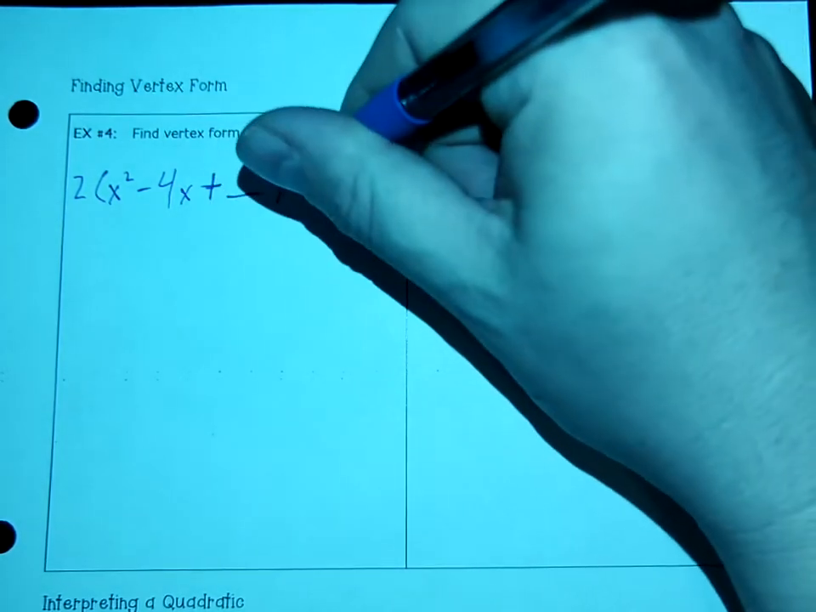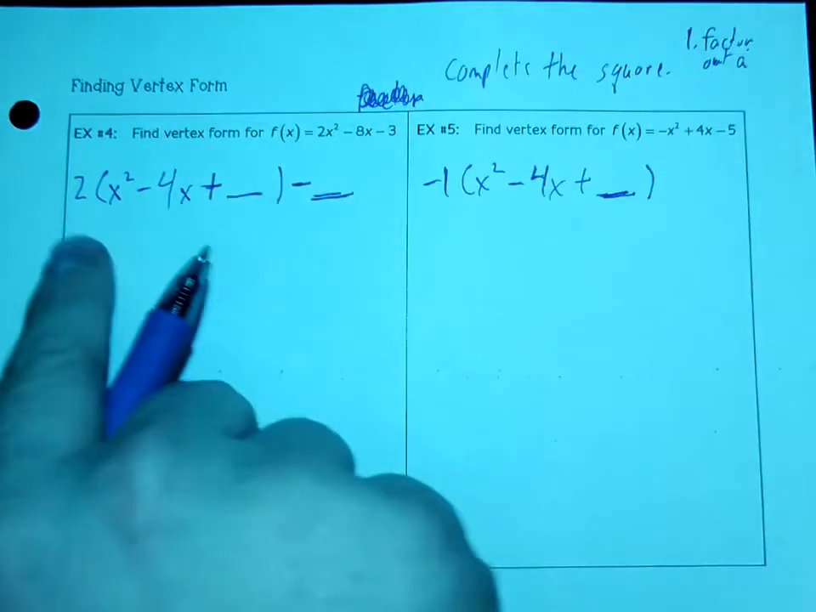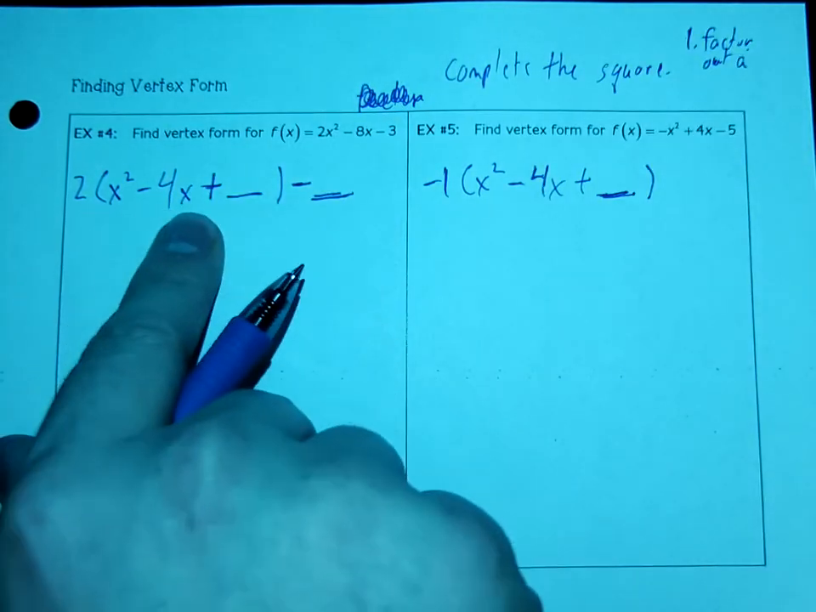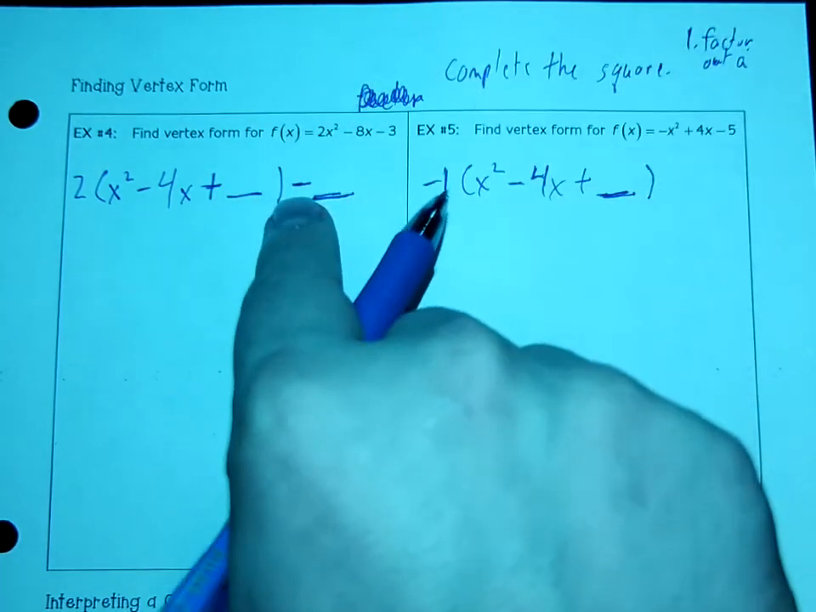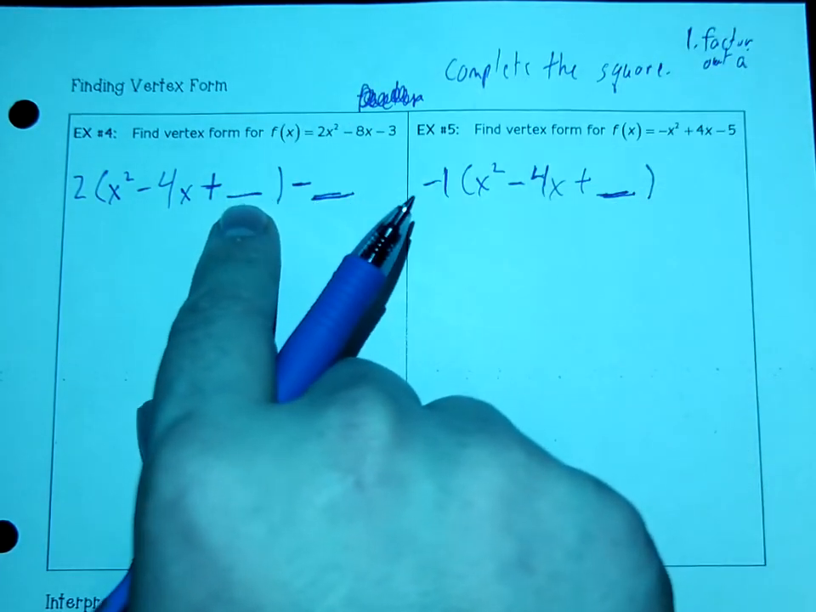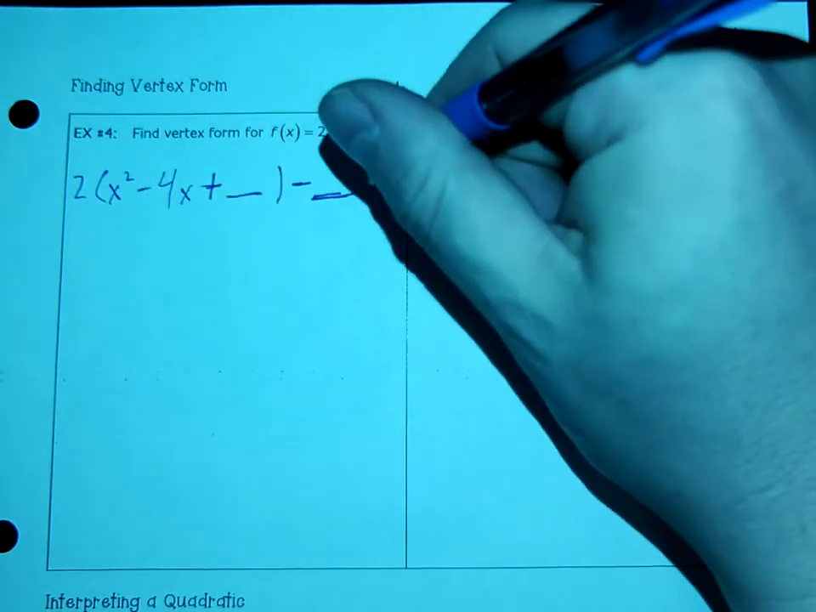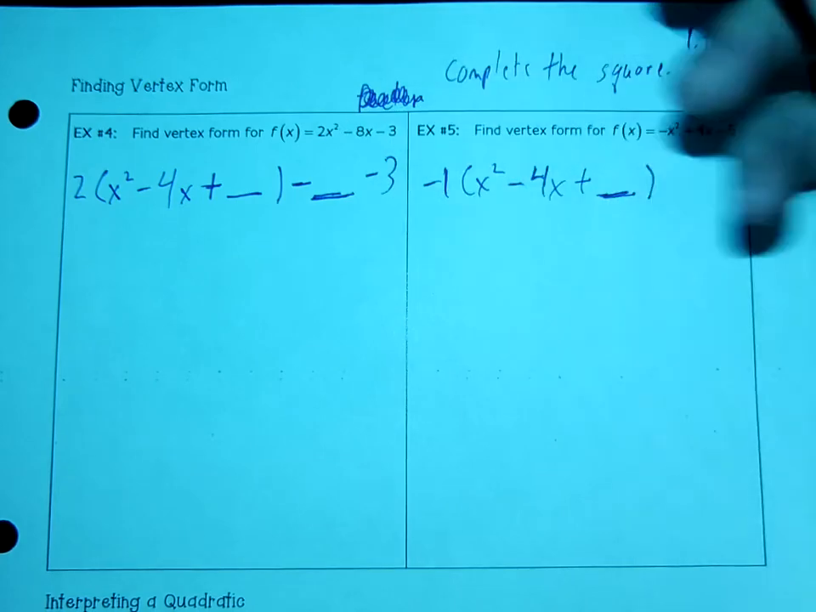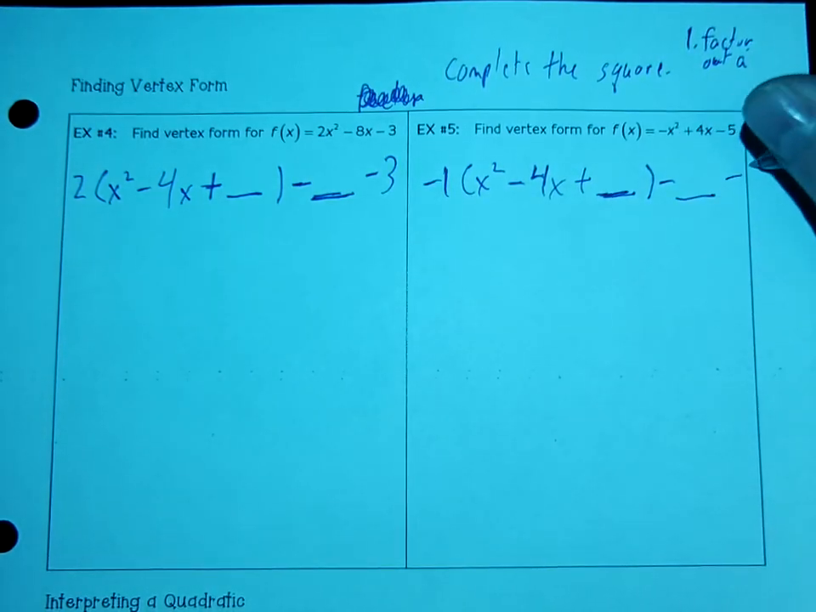I'm also going to subtract that unknown value outside of the parentheses. So this is the part that's going to factor nicely. This is going to be subtracting off whatever I put in here so that I don't change the value of the equation. And then I'll have my constant at the end. So I'm going to subtract off that same value and put my constant at the end on both of these.